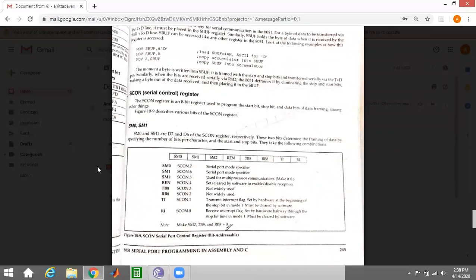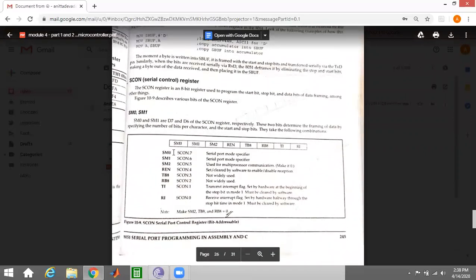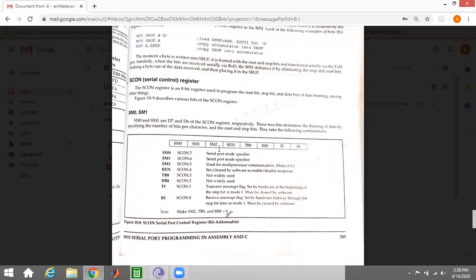So the SCON register diagram is drawn like this. SCON is how many bit register? 8 bit. So that is 1, 2, 3, 4, 5, 6, 7, 8. SCON is an 8-bit register.